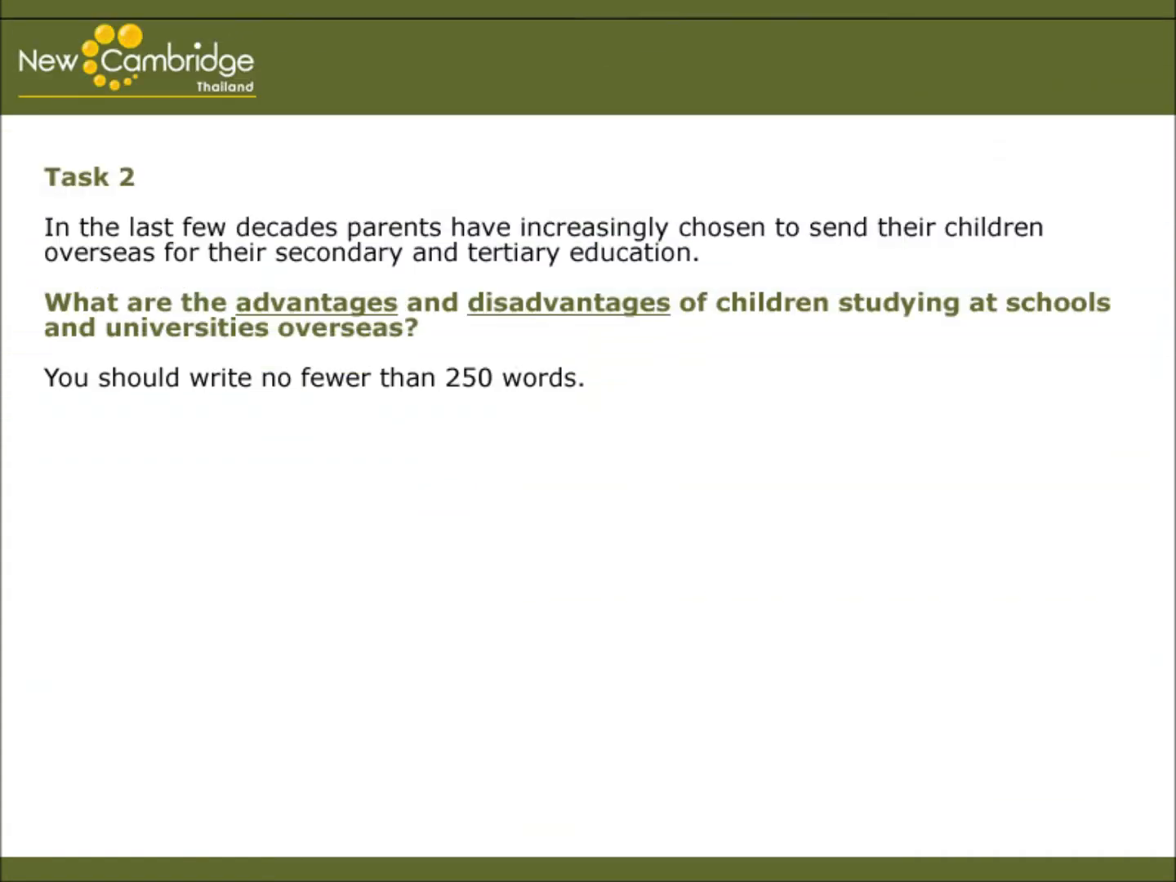In Task 2, you need to write an essay of not less than 250 words in the time frame of 40 minutes. You should use a few minutes to plan your answer before you start writing. You need to look closely at the essay title to understand what you are expected to do. In this question, you are asked to list both advantages and disadvantages of children studying at schools and universities overseas.